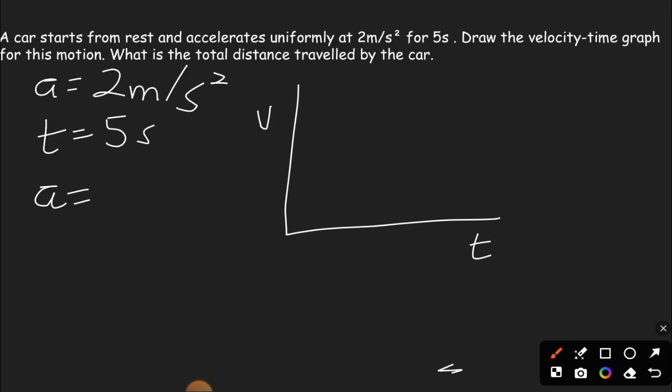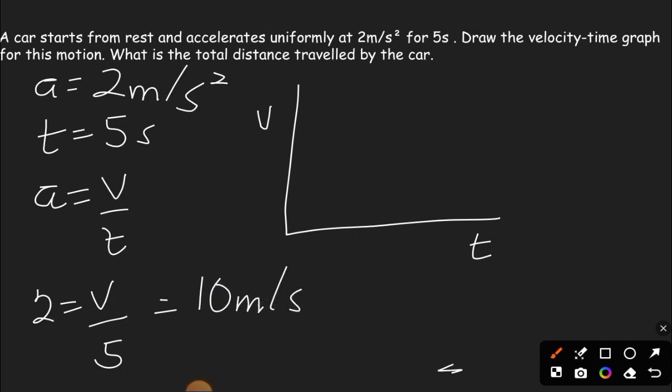That's why I say science is cumulative. So, velocity on time. Acceleration is 2, so 2 equals velocity over 5 seconds. So we are going to have 10 meters per second. So we know our velocity to be 10 meters per second. Because we are drawing a velocity-time graph, you're supposed to know the velocity. So 10 meters per second.